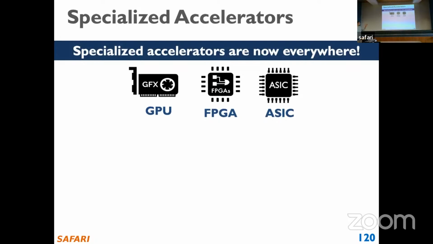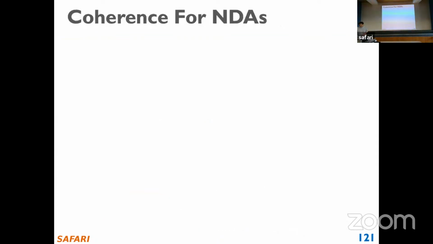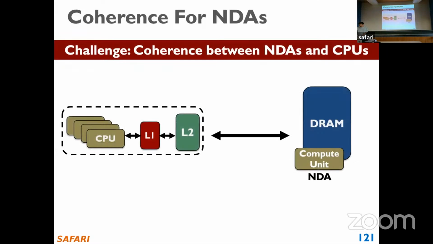We can consider specialized accelerators, and among them, we have near data accelerators. Even though here we call them accelerators in this slide, you can keep thinking about them as specialized function units or specialized accelerators, or they could also be general purpose cores. As you see, the terminology changes from paper to paper, but in the end, what they represent is exactly the same. So this is coherence for NDAs, coherence between the NDAs and the CPUs.